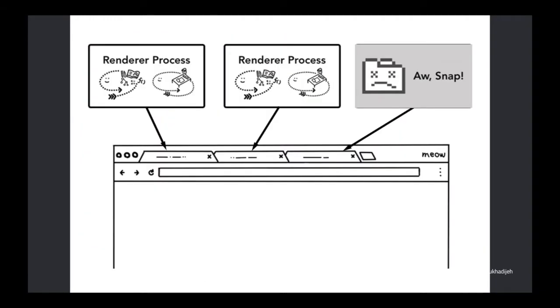The other side benefit of this is that if one of these tabs happens to crash, not because of a malicious issue from an attacker, but just because there's a bug, then that renderer process crashes, but the entire browser doesn't crash, because the renderer process is just responsible for a single tab. If you've ever seen the Aw, Snap thing in Chrome, that's because that renderer process has crashed, but the entire browser and all the other tabs are okay.